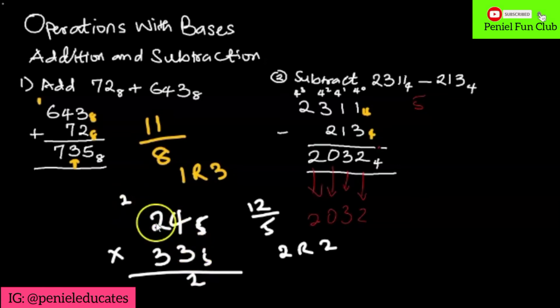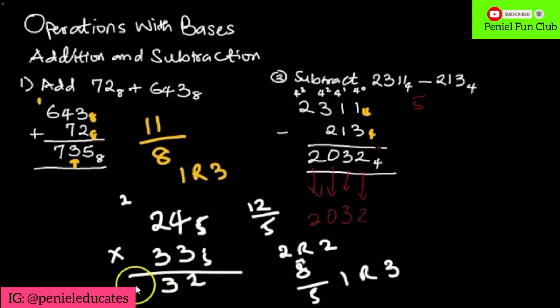Okay, then 3 times 2, that is 6 plus 2, that is 8. 8 is more than base 5. So I do my 8 divided by 5. What am I going to get? That is 1 remainder 3. So I put my remainder 3 here, then I put my 1 here. Alright, so I go with this again.